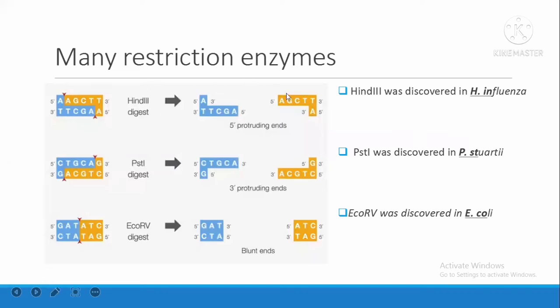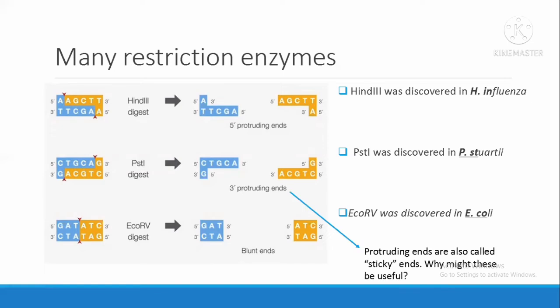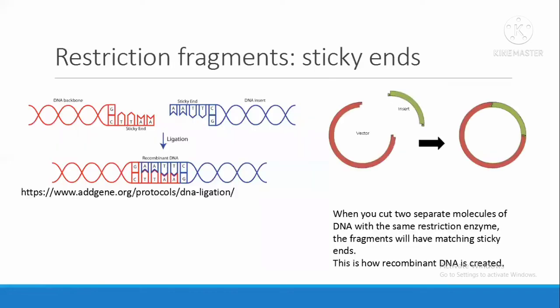There are many restriction enzymes. Here are some examples: HindIII was discovered in H. influenzae, and PstI was discovered in P. stuartii. EcoRV was discovered in E. coli bacteria, and produces 3' protruding ends. What are 3' protruding ends? Protruding ends are called sticky ends. Why might this be useful? Why are these sticky 3' ends of DNA so useful? We will discuss this in the next slide.